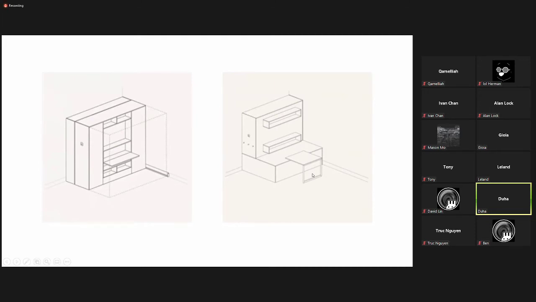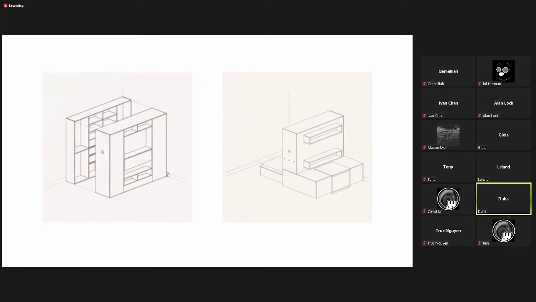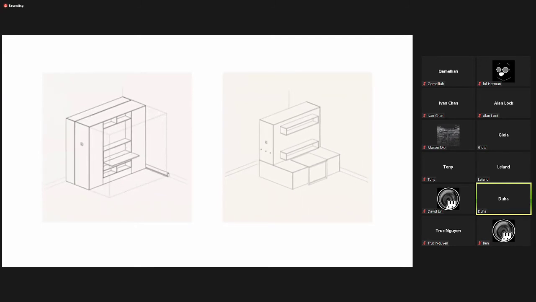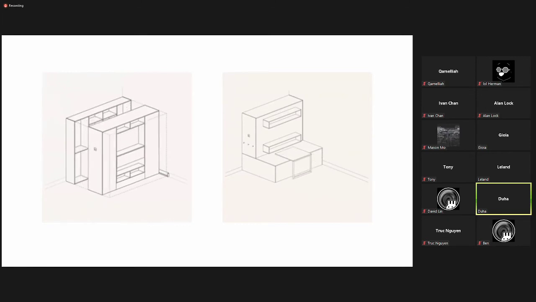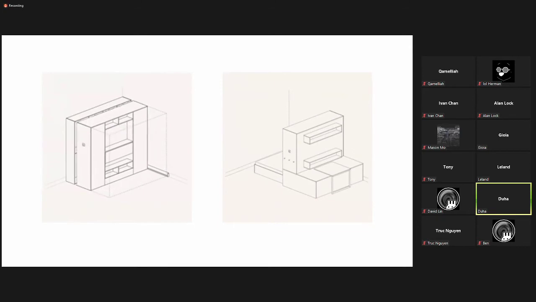Now for the next weeks, I'll be working on the structure and the facades and making sure that all the angles are correct and all of that. So this is what I reached till now in my project.